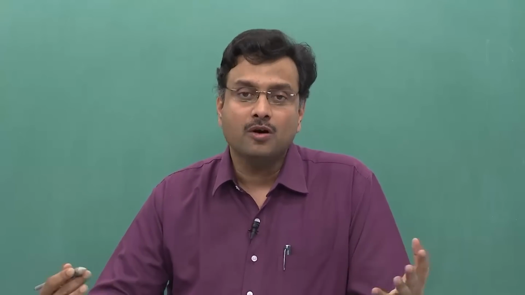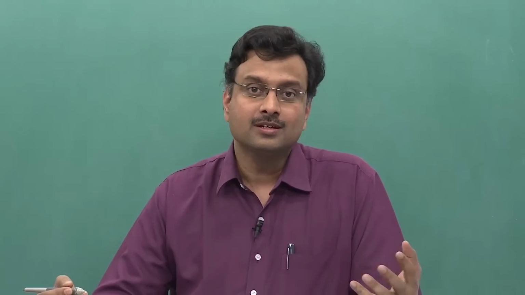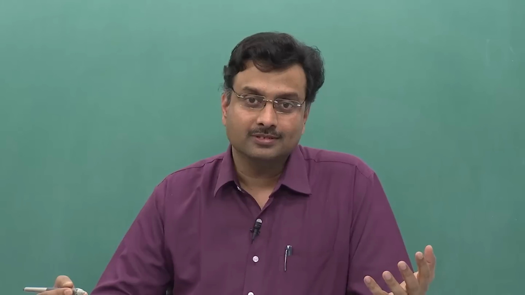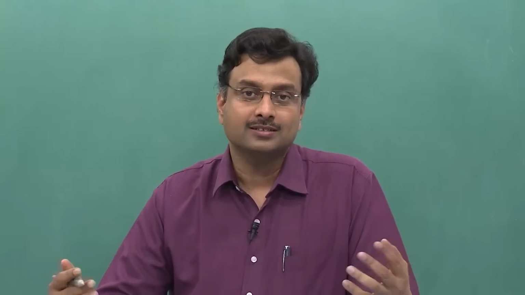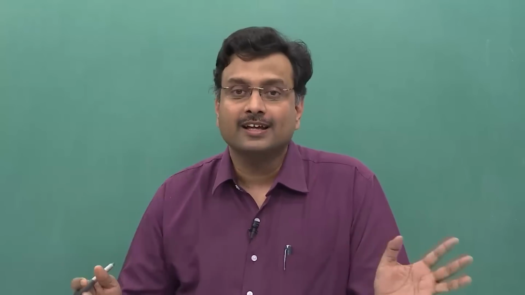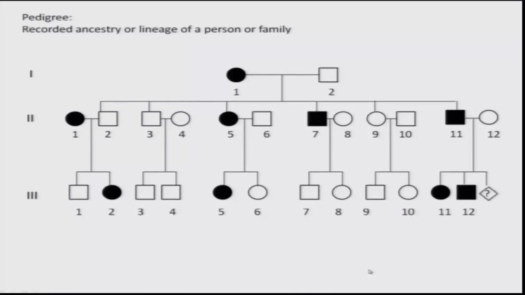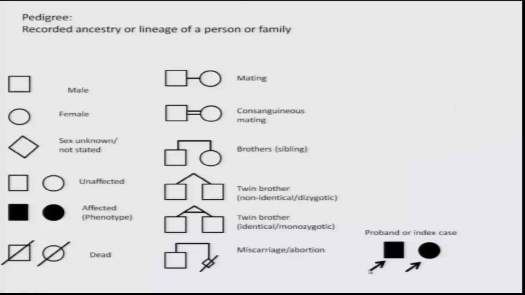So, you get to know of this family because of a particular individual who may have a phenotype. You talk to that individual, their parents, their brother, sister, grandparents, and so on. So, you get to know of the entire family because of one particular person. That is denoted by an arrow here. That is called the index case, right? Or the proband.